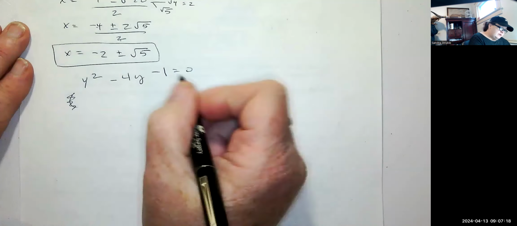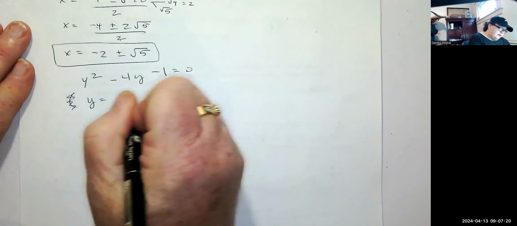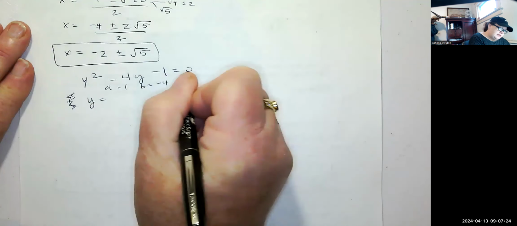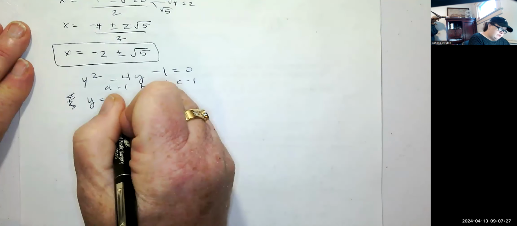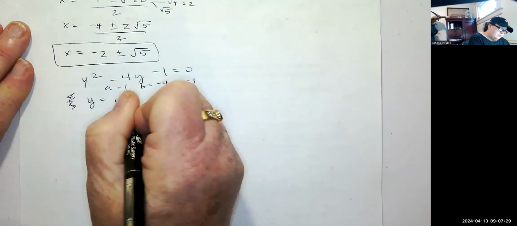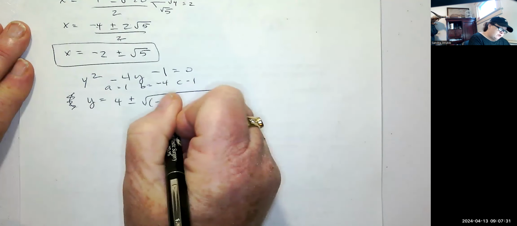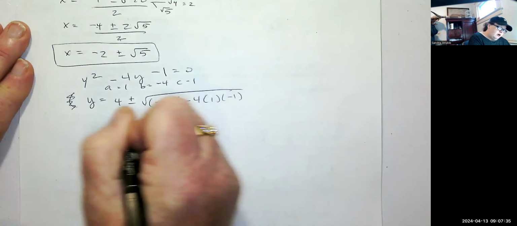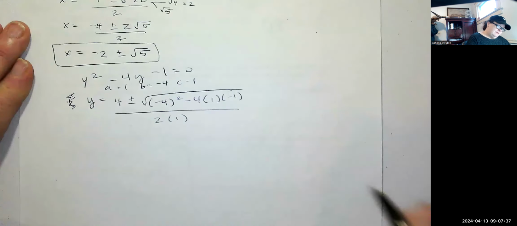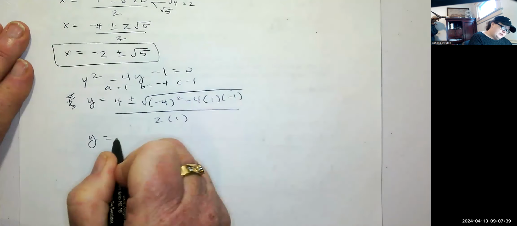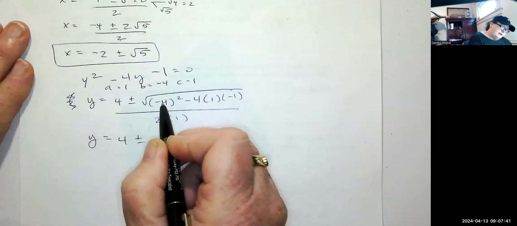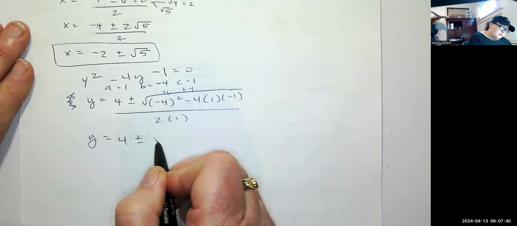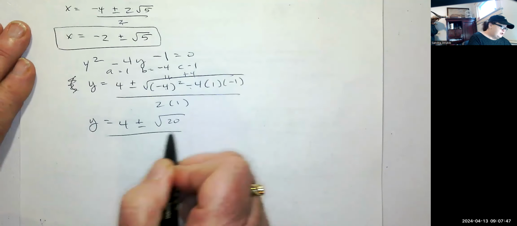Same way. So y equals, I need to know my a is 1, my b is negative 4, and my c is negative 1. So negative b, which is 4, plus or minus the square root of negative 4 squared minus 4 times a times c, all of that over 2 times a. y is 4 plus or minus the square root of negative 4 squared, which is 16. Negative and negative is positive 4, so another 20, over 2.